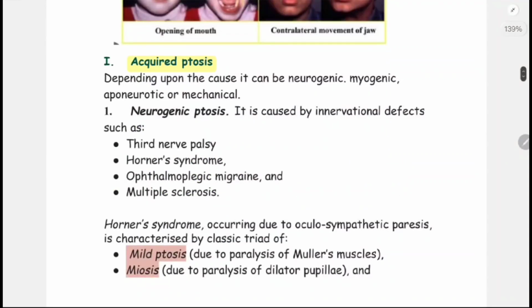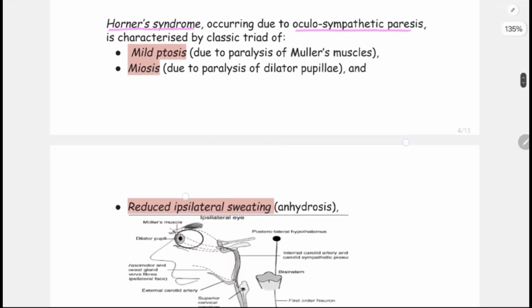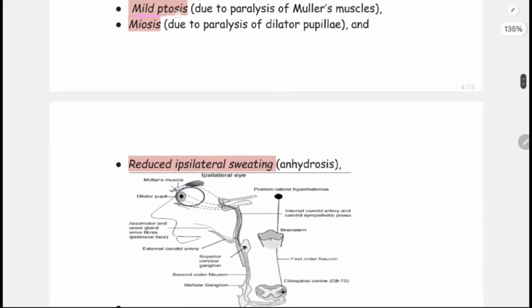Ptosis, depending upon the cause, can be neurogenic, myogenic, aponeurotic or mechanical. Now first coming to neurogenic ptosis, it is caused by innervational defects, that is either third nerve palsy or Horner syndrome, ophthalmoplegic migraine, multiple sclerosis, etc. Horner syndrome occurs due to oculosympathetic paralysis. It is characterized by the classic triad of mild ptosis due to paralysis of the Muller's muscle here.